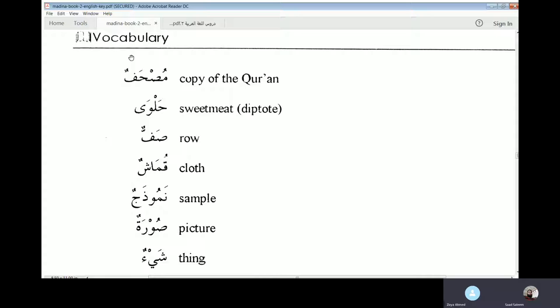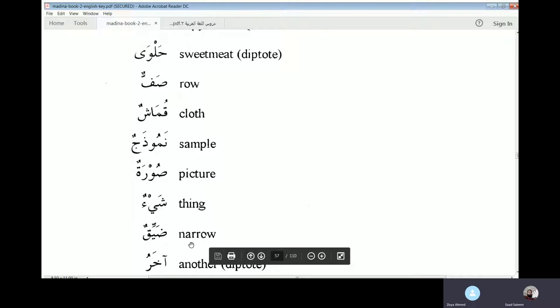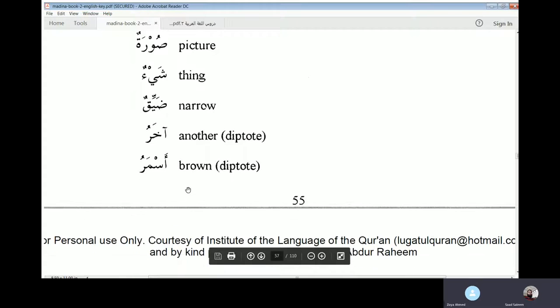مصحف: copy of the Quran. حلوى: sweet meat. صف: raw. قماش: cloth. نموذج: sample. صورة: picture. شيء: thing. ضيق: narrow. آخر: another. أسمر: brown.